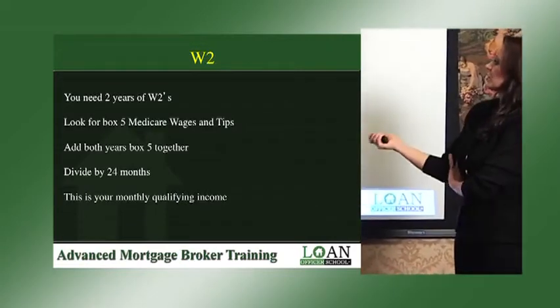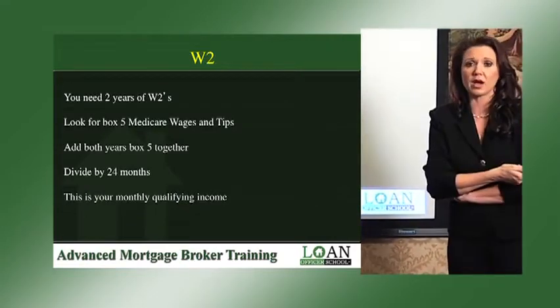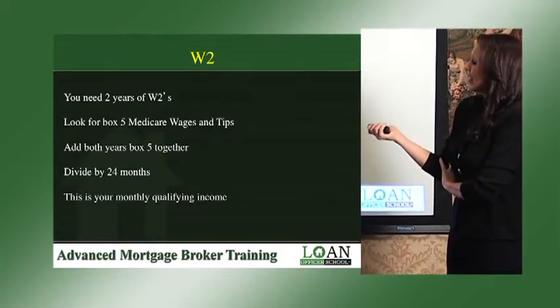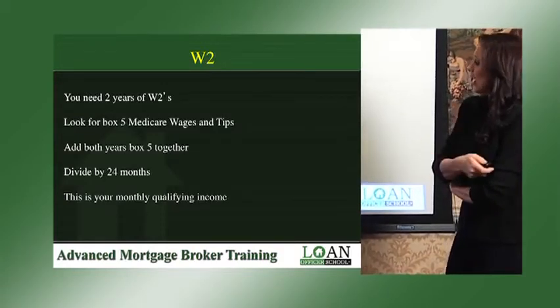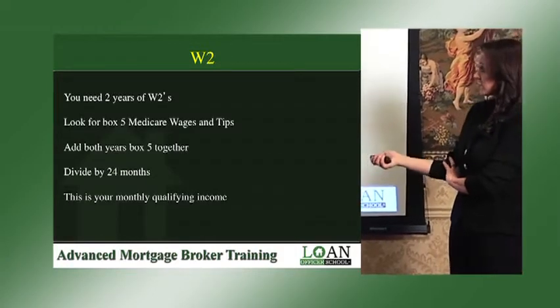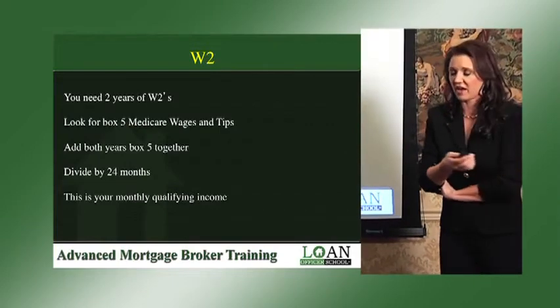What you're going to do is look at both years of your box 5 for the last 2 years of W-2s. You're going to add them together, and then you're going to divide by 24 months to come up with the average. This is going to be your monthly qualifying income.